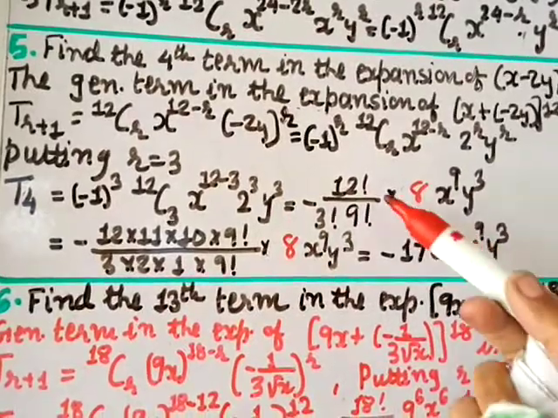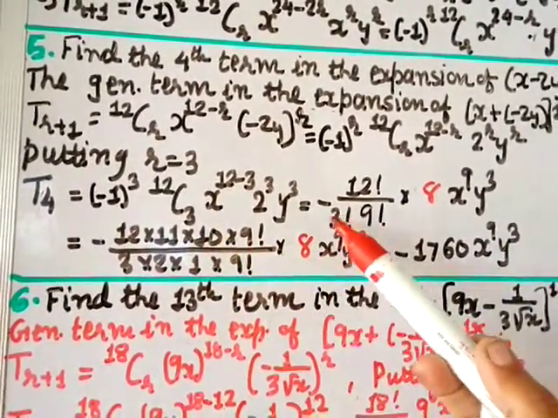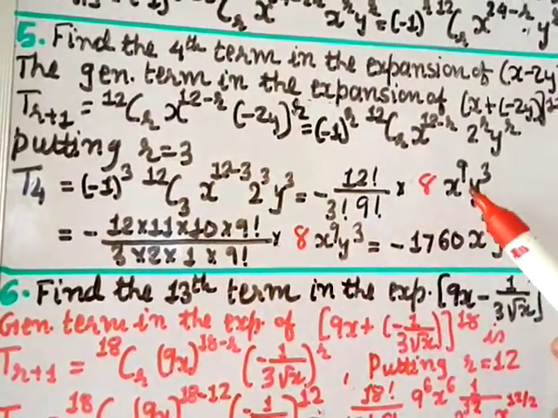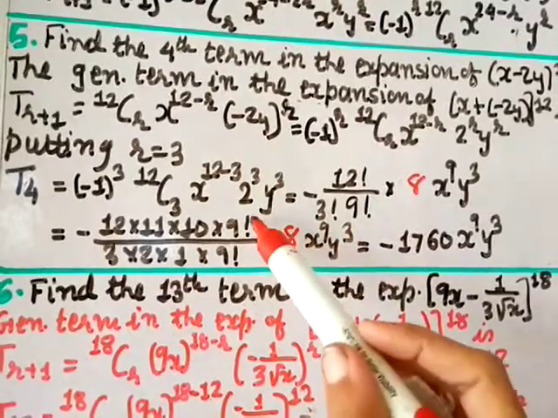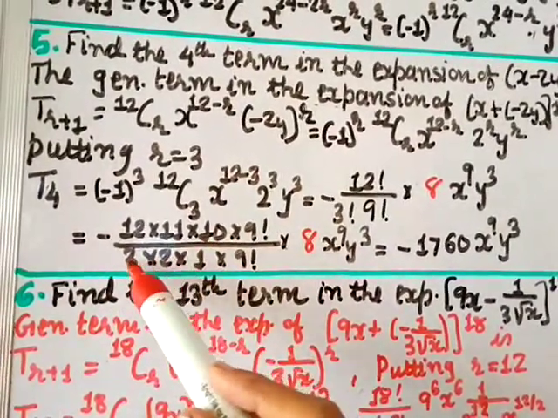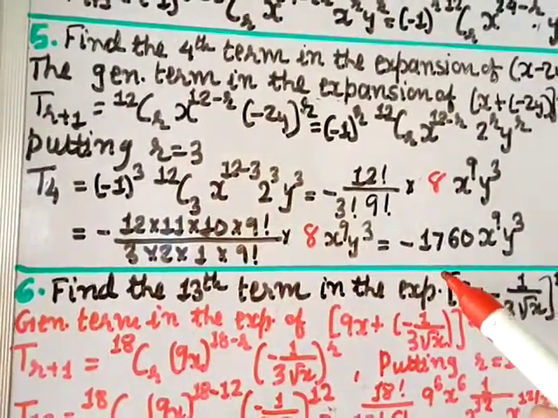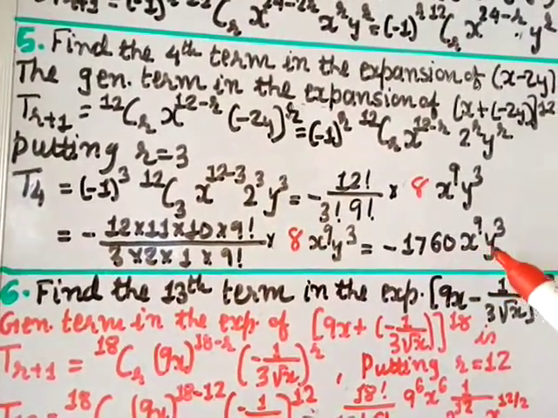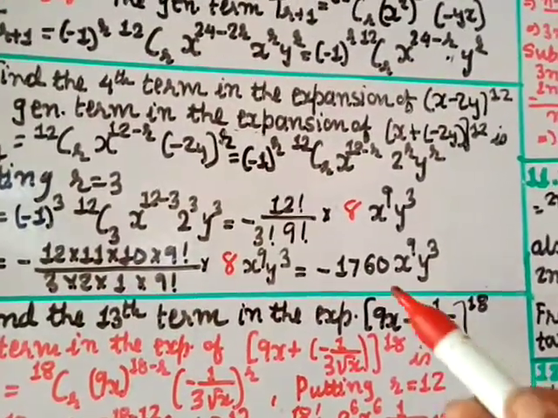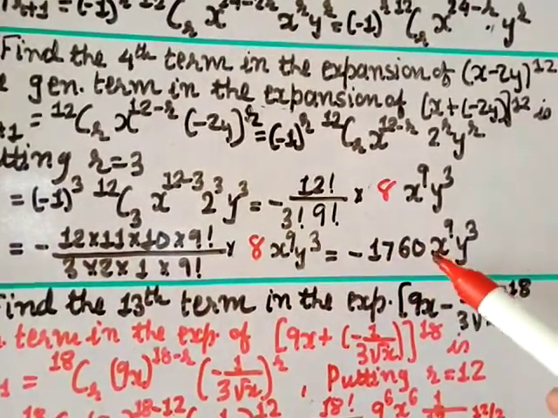This 12 factorial can be written as 12 into 11 into 10 into 9 factorial, 3 factorial as 3 into 2 into 1, 9 factorial as it is, into x power 9 y power 3. Cut this 9 factorial; 2 into 3 is 6, or you can cut by 12 by 3 and 10 by 2 and simplify. You get the value as minus 1760 x power 9 y cube. So the answer will be negative of 1760 x power 9 y power 3.